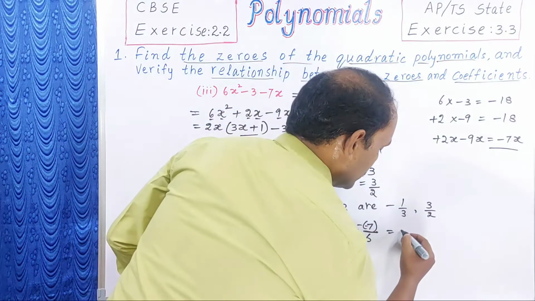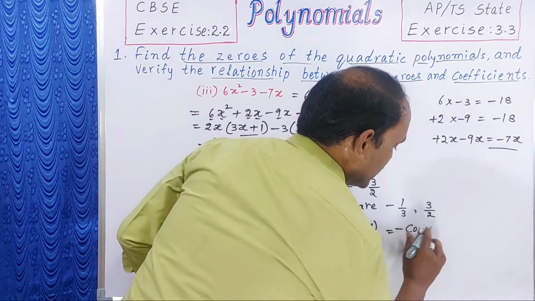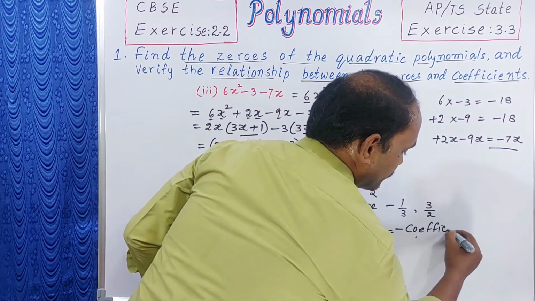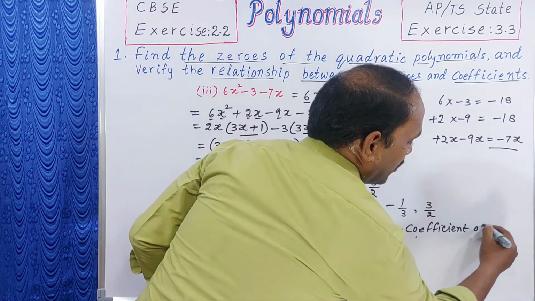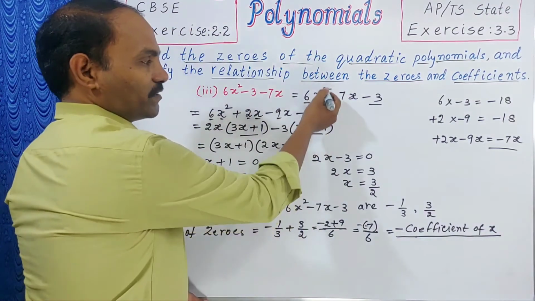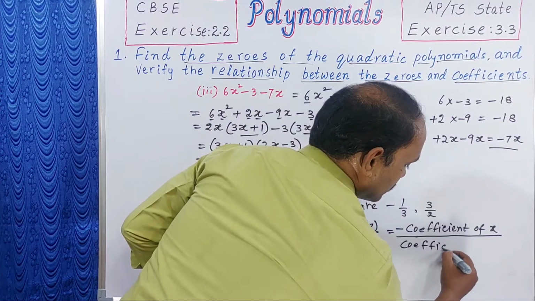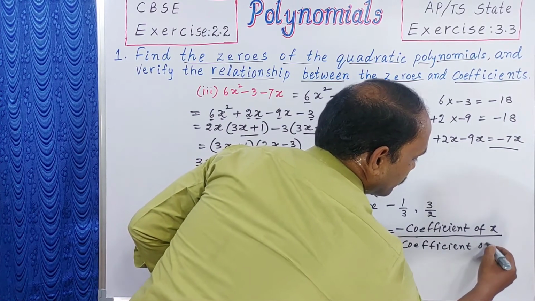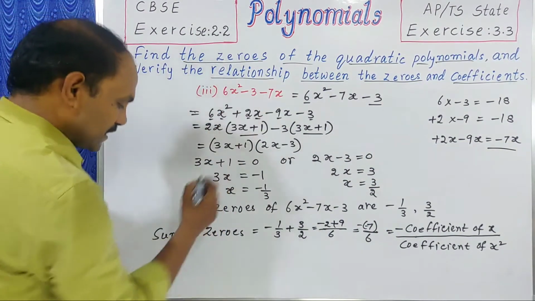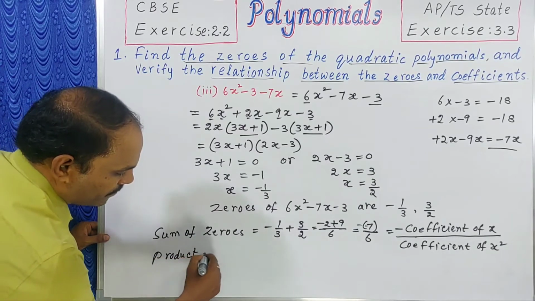That's why minus coefficient of x by 6. 6 is the coefficient of x square. So the sum is minus coefficient of x divided by coefficient of x square. Now check out the product.